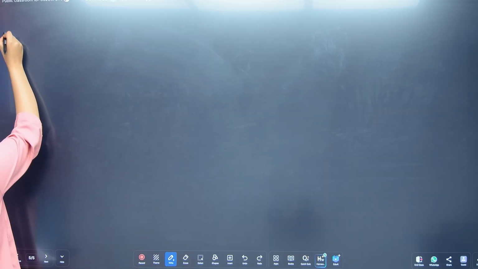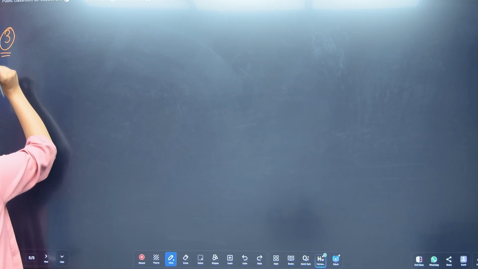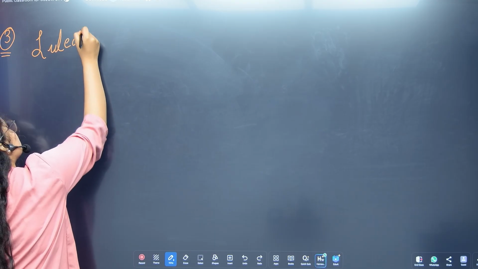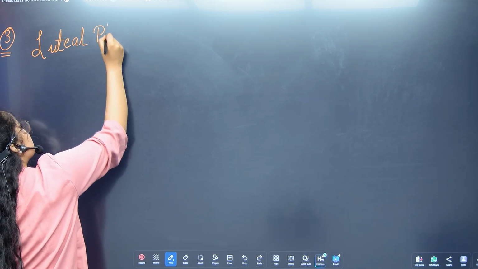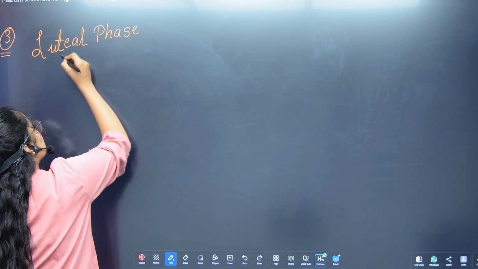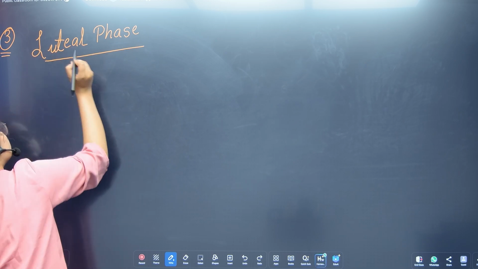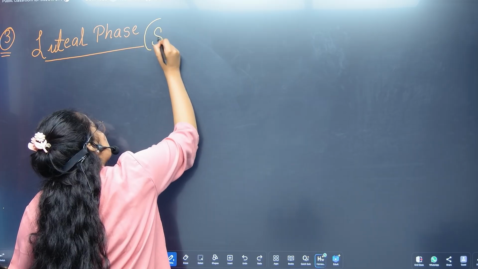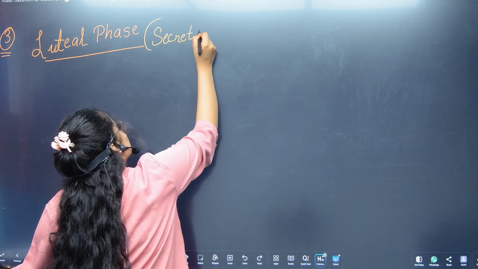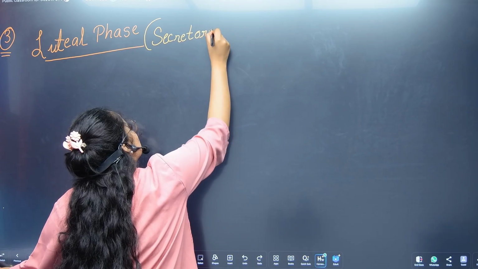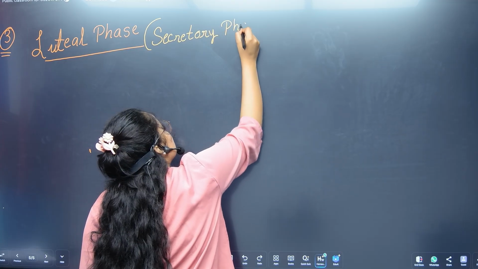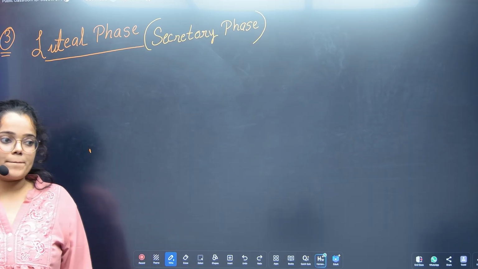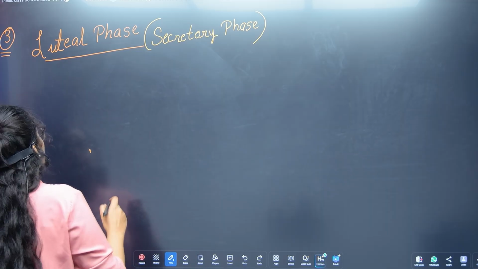Now the third one is the luteal phase. This phase is also called the secretory phase. Here, in the luteal phase, there is the formation of the corpus luteum.